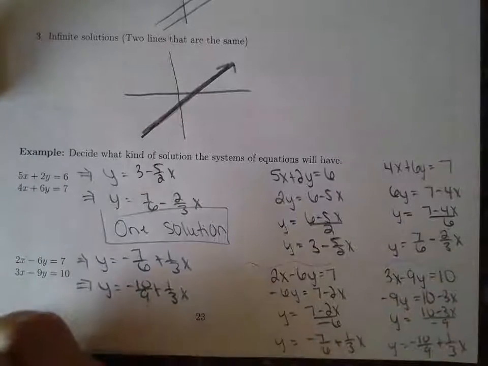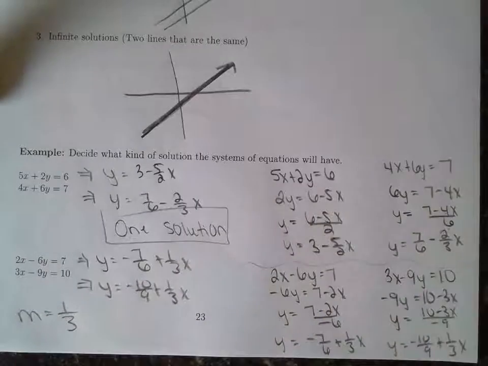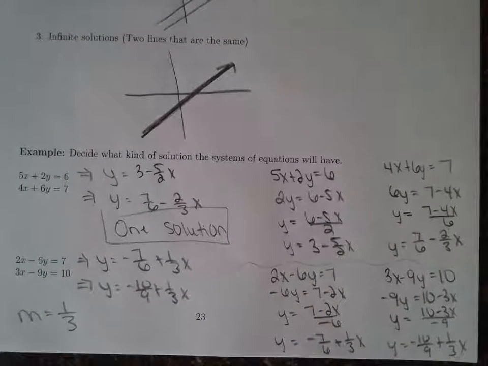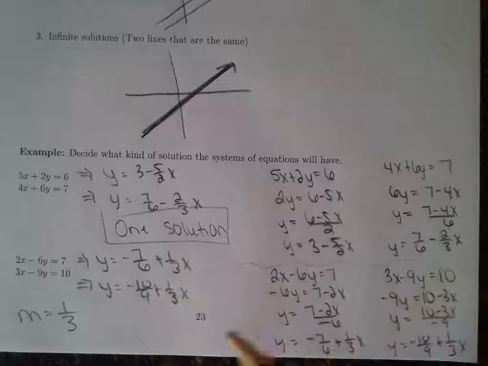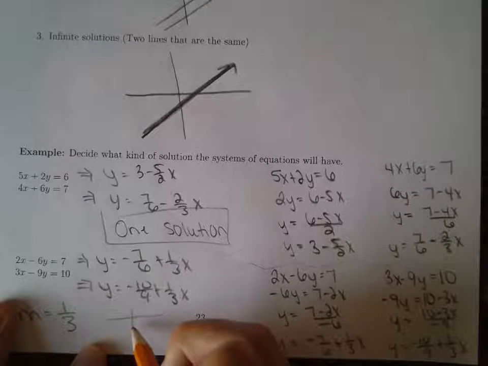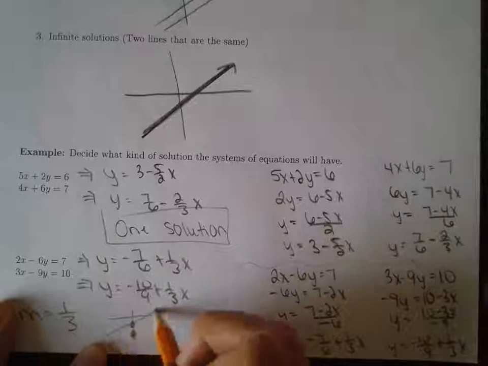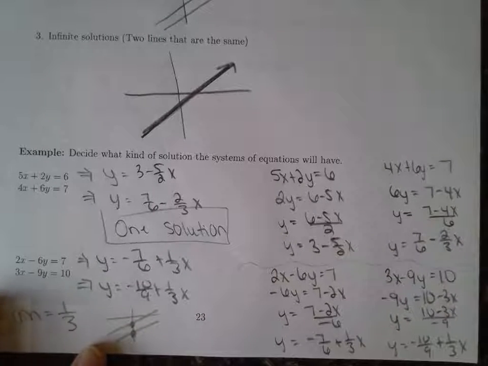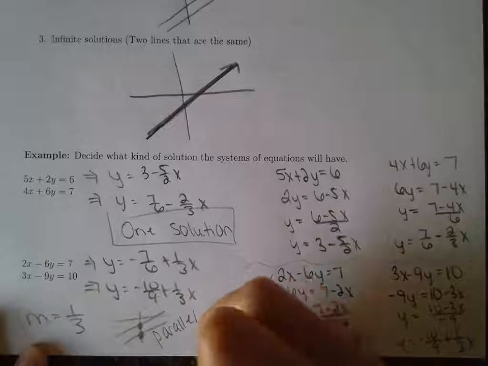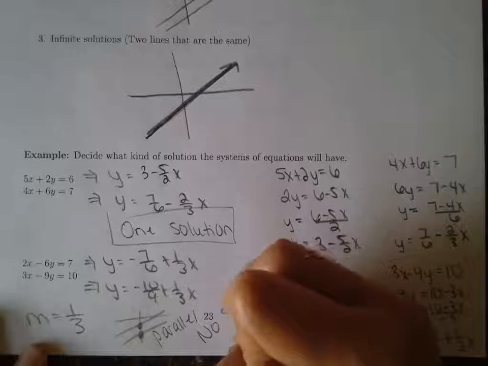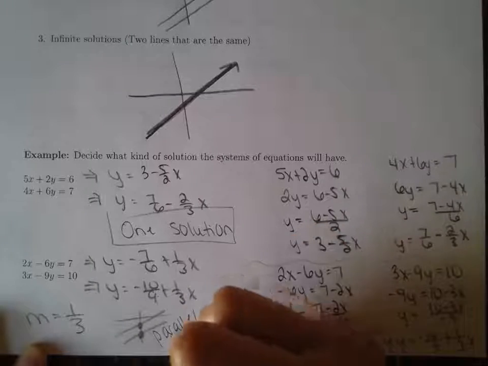Okay, notice something for both of these, m equals 1/3. So you have two different lines. They're different because these numbers are different. The y-intercepts are not the same. So you have one intercept here, one intercept here, but the slopes are the same. So you have parallel lines here. We put parallel. When you have parallel lines, they're never going to intersect, so this would be no solution.